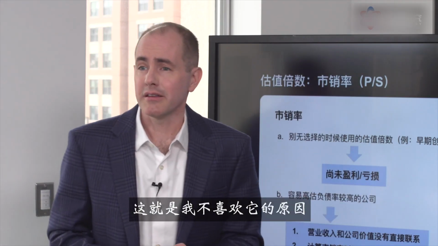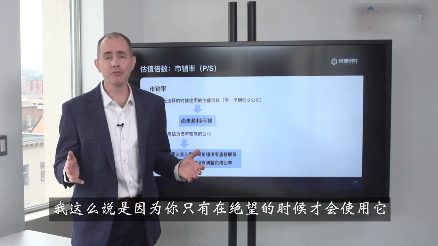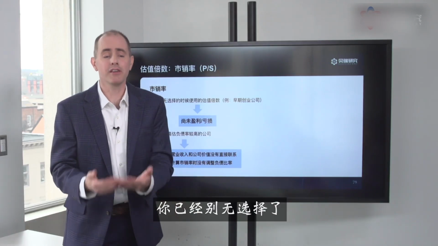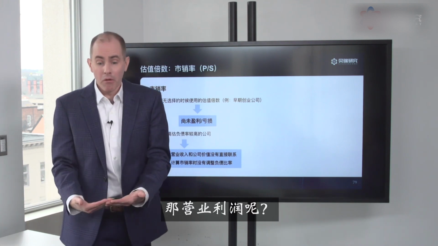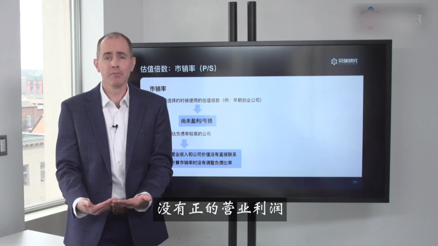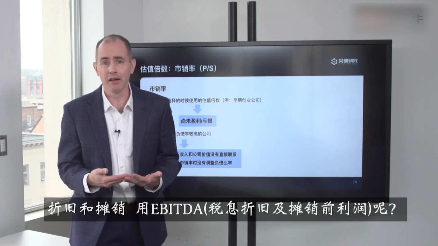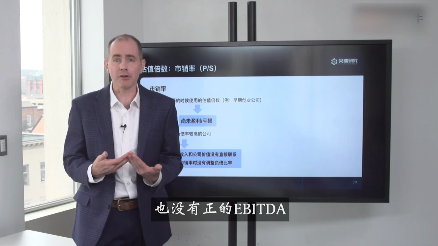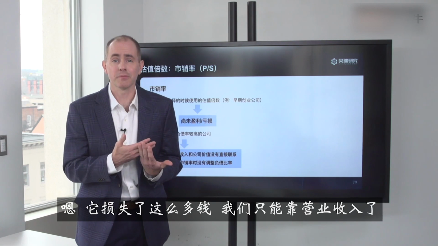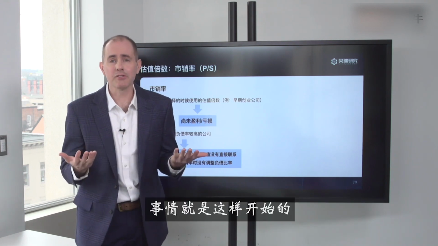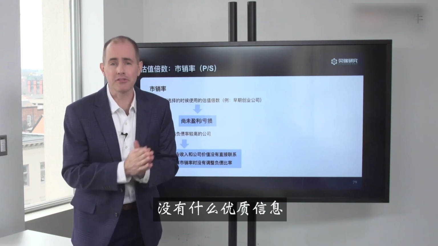Here's why I don't like it. It's a desperation multiple. I say that because you use it when you're desperate. You don't have anything else. Company doesn't have positive net income. Well, what about operating income? Doesn't have positive operating income. Well, what if we add back depreciation and amortization and use something called EBITDA? Doesn't have positive EBITDA either. Well, it's losing so much money, we just have to use sales. And that's how it starts. Basically, you don't have a lot of good quality information in price to sales.